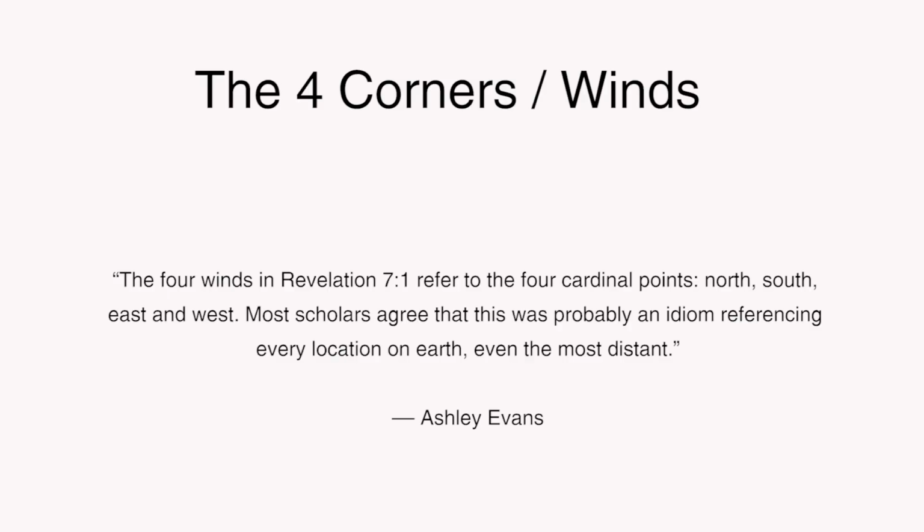So the reference to the four corners of the earth refers to the ends of the earth, not a four-cornered shape, box, or rectangle. The ends of the earth refer to the people from all over the world. Ashley Evans writes, "The four winds in Revelation 7:1 refer to the four cardinal points, north, south, east, and west, right? Most scholars agree that this was probably an idiom referencing every location on earth, even the most distant." Which would work with people coming from all over the world, or all over the four corners, right? That said, even the flat earth model itself doesn't have four corners to it, people.